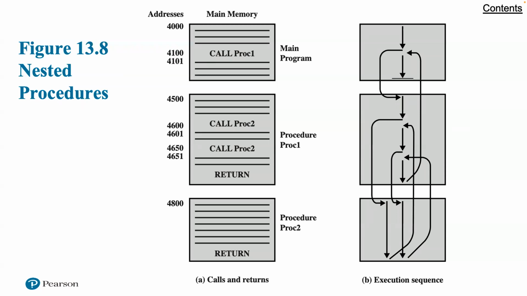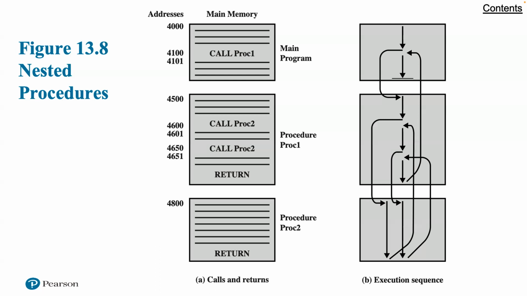In this example, there is a main program starting at location 4000. The program includes a call to procedure proc1 starting at location 4500. When this call instruction is encountered, the processor suspends the execution of the main program and begins the execution of proc1 by fetching the next instruction from location 4500. Within proc1, there are two calls to proc2 at location 4800. In each case, the execution of proc1 is suspended and proc2 is executed. The return statement causes the processor to go back to the calling program and continue execution at the instruction after the corresponding call instruction. The behavior is illustrated in figure 13.8b.